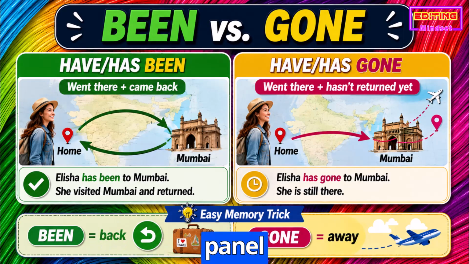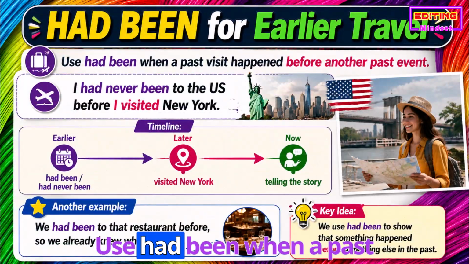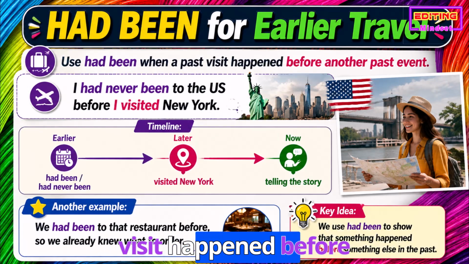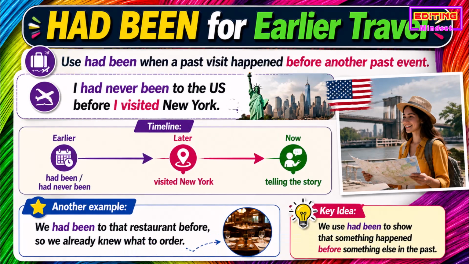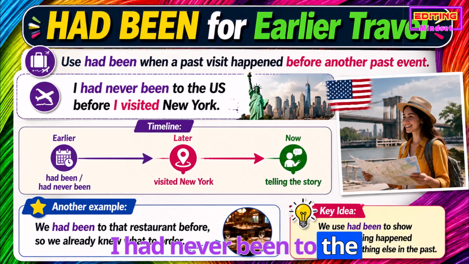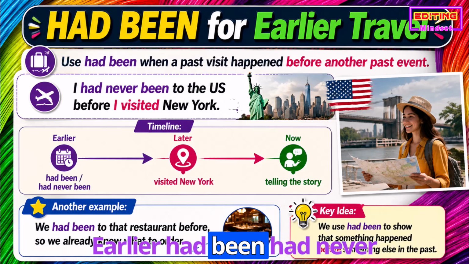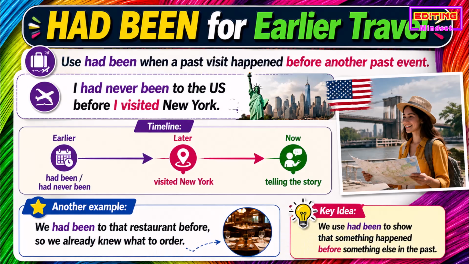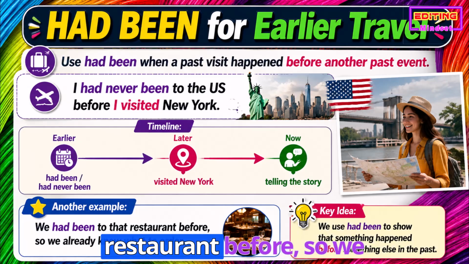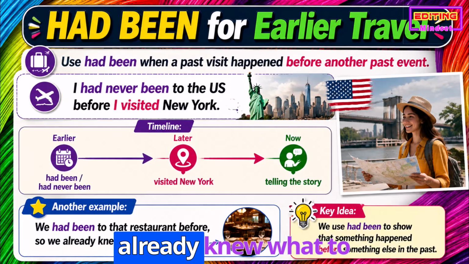Gone, away. Use had been when a past visit happened before another past event. I had never been to the US before I visited New York. Timeline: earlier, had been, had never been. Later, visited New York. Now telling the story. Another example: we had been to that restaurant before, so we already knew what to order.